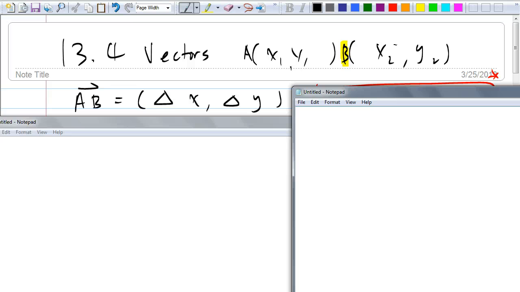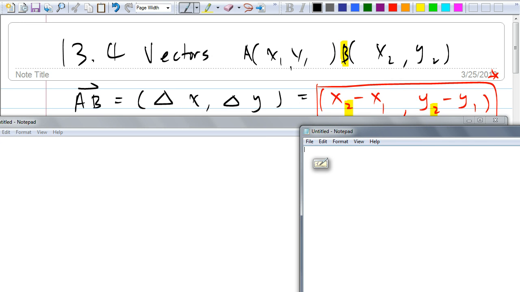So, what did your team come up with? How about Jordan? What did you guys come up with? For AB, x2 minus x1, comma, y2 minus y1. Exactly. It's kind of like the slope formula that we talked about last time, right?